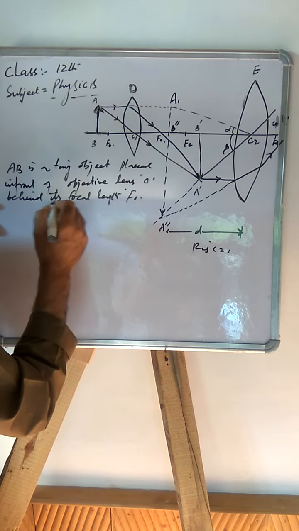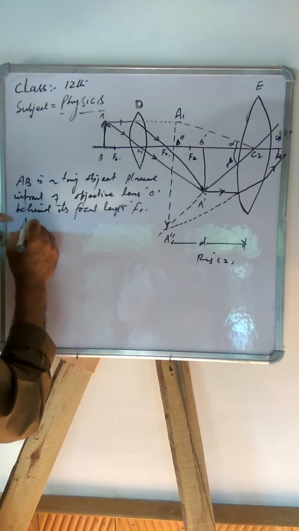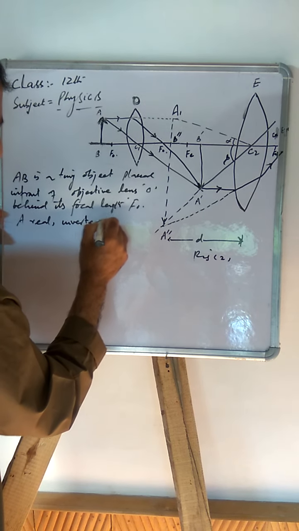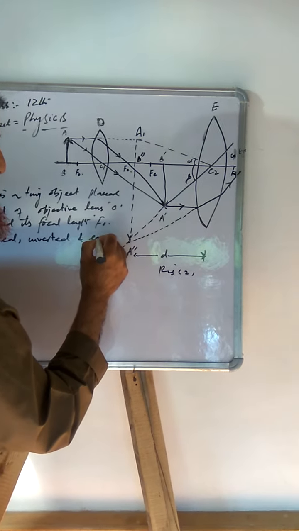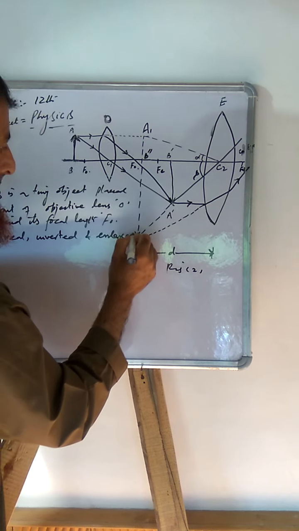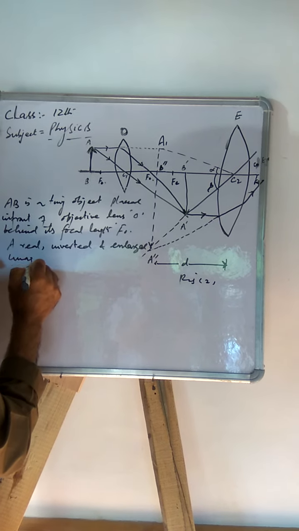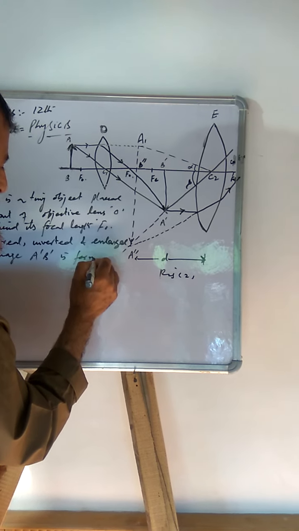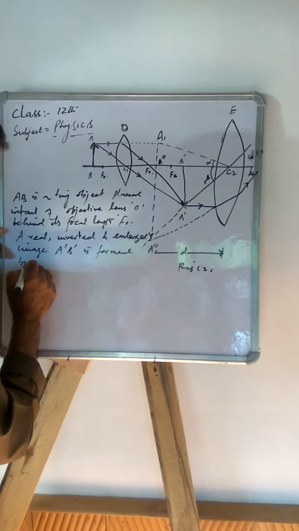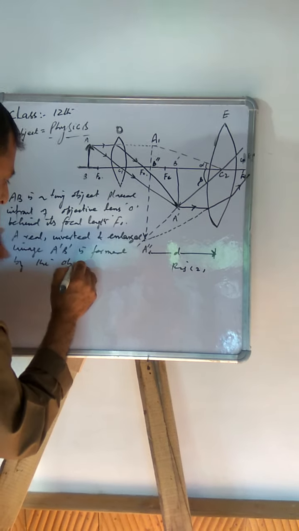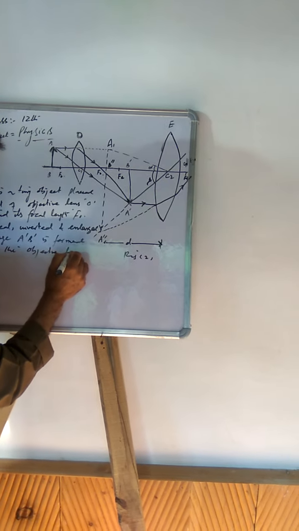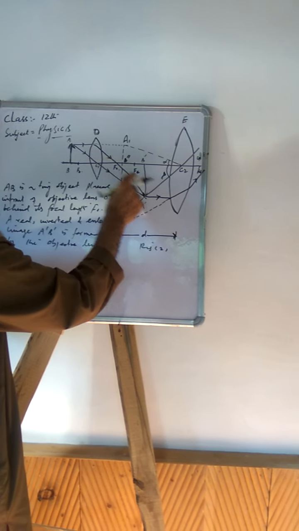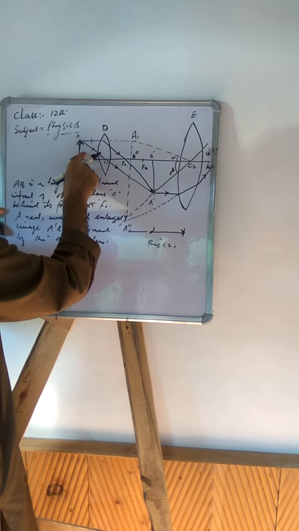So a real, inverted and enlarged image A dash B dash is formed by the objective lens. A dash B dash is the real, inverted and magnified or enlarged image of the tiny object, which is formed by the objective lens.